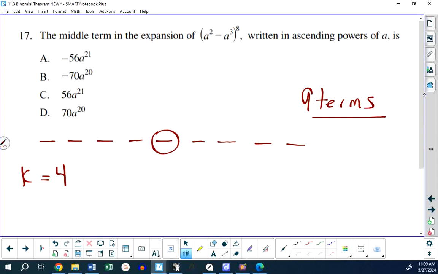I'm not going to write this down. I hope you can see that x is actually a squared and y is actually negative a cubed. N is 8. So this term, the 5th term, will be n choose the k number, y, which is negative a cubed, raised to the k number. This is just how I think. And then x, which is a squared, raised to the number that when added to the k number gives me 8, which is n. That means these exponents are both 4.